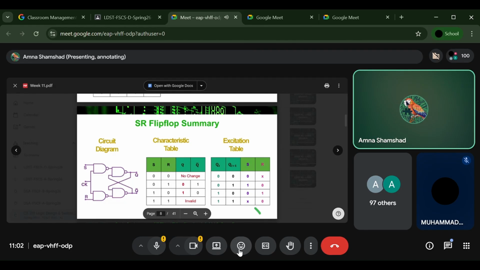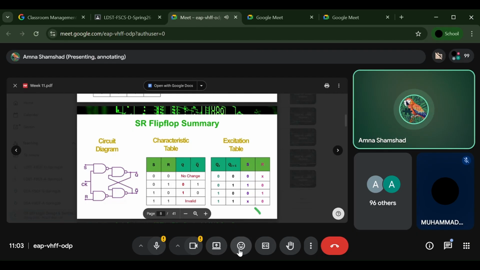The first NAND gate is with the S input, the second NAND gate with the R input, and you can see the second input of both gates is my clock signal. Is this clear to all of you, this first combination?